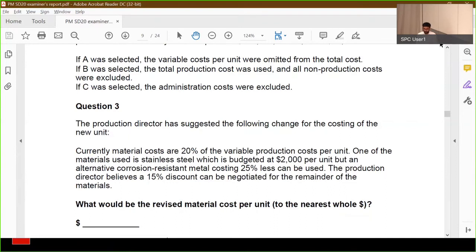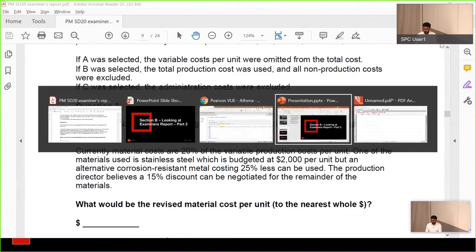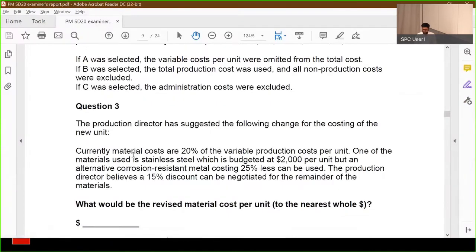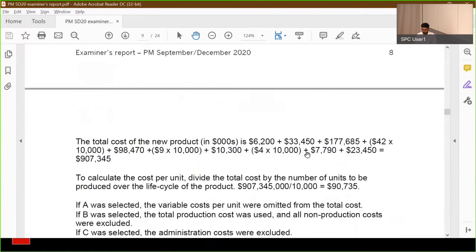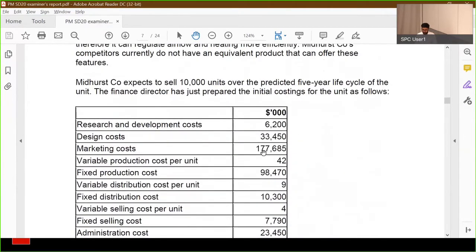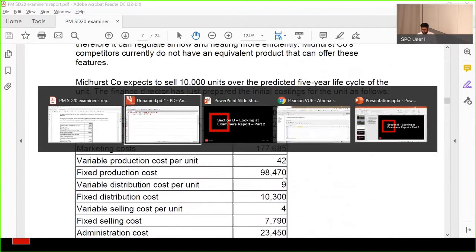So let's solve this question. We need to read it very carefully to adjust all the percentages that are given in the question and then get the right answer. The first line is important, they are saying material cost is 20% of the variable production cost. Now, first of all, I need to look at the variable production cost. So the variable production cost per unit is given to us as $42,000. So let's take that cost.